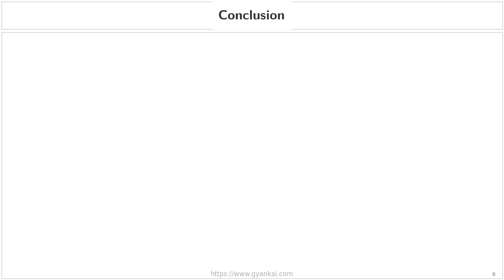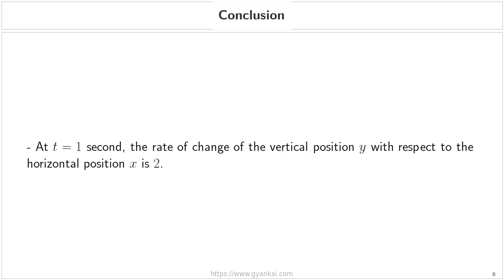Conclusion. Now, let's wrap up the example we just worked through. Based on the step-by-step calculations we performed in the previous slide, we can conclude that at time t equals 1 second, the rate of change of the vertical position y with respect to the horizontal position x is 2.